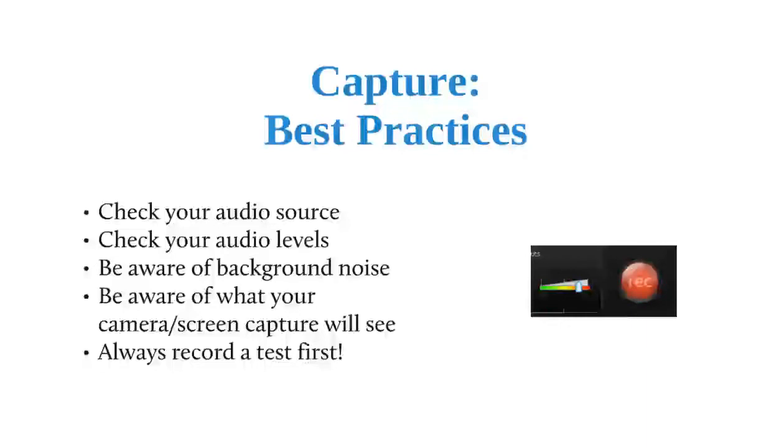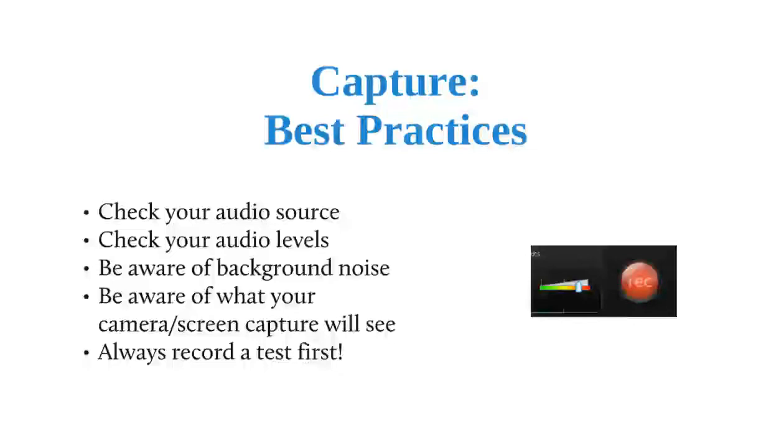So the first one is checking your audio source. Whenever you're using some sort of software to capture your screen or maybe capture something from a webcam, there's going to be a way to set your audio source. What that means is you're telling your computer what device it's using to record the audio. Most laptops and a lot of computers have a built-in microphone somewhere. You could also have purchased an external USB microphone. So you may have a couple of different sources there, and you need to make sure that the software knows that it's recording from the right one.